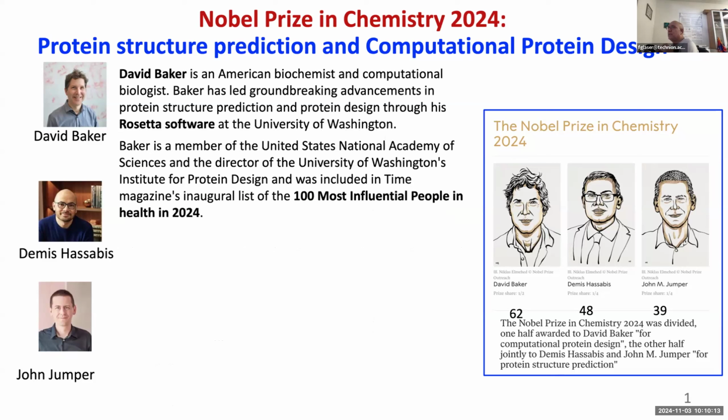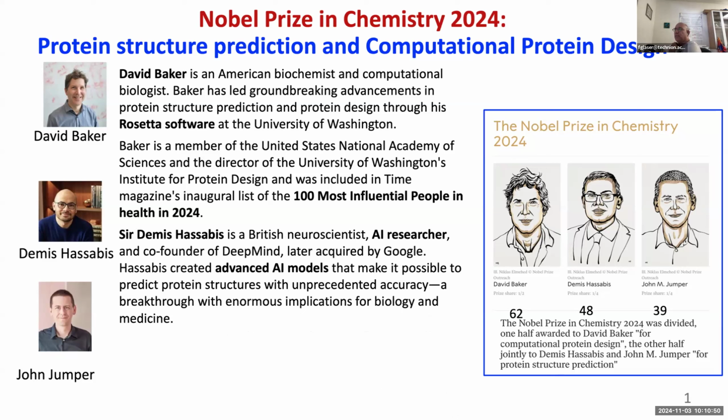First, a little bit about the people. David Baker is a biochemist and computational biologist who led many groundbreaking advancements in protein structure and protein design. The main software he uses is the Rosetta software, which I'm going to describe shortly. He's a member of the United States National Academy of Sciences and one of the 100 most influential people in health in 2024, according to Time magazine.